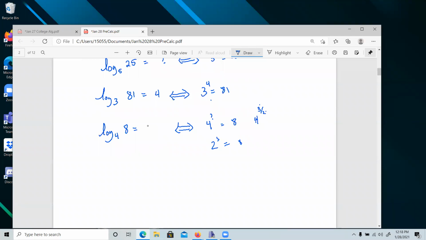Or 4 cubed is going to be 64, and then take the square root, and that's how we get 8. So I would not be able to look at this and just say, oh, well, obviously it's going to be 3/2. Like, no, that's not obvious. That's something you have to spend a lot of time thinking about.